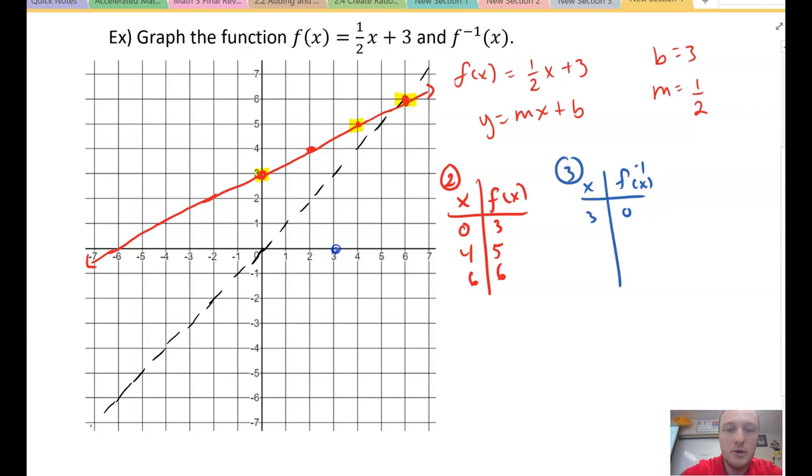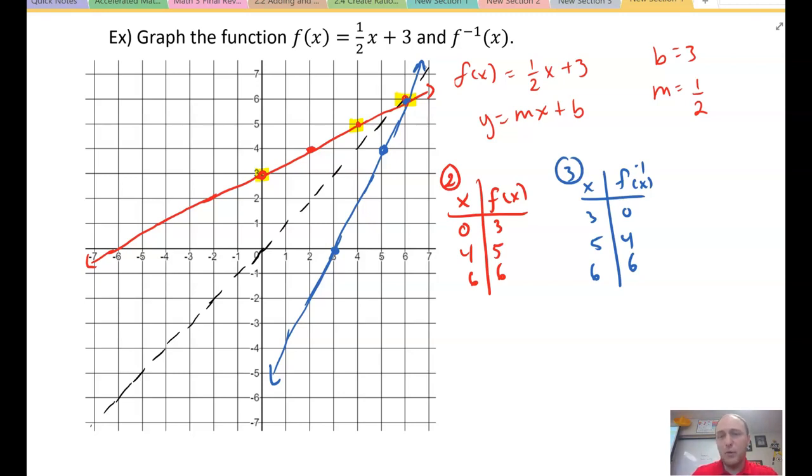So (3, 0), (5, 4), (6, 6). What we get is a straight line that looks something like this. You can use a straight edge, or ruler, or an ID card that will help you line out that straight line. So those are your two graphs.